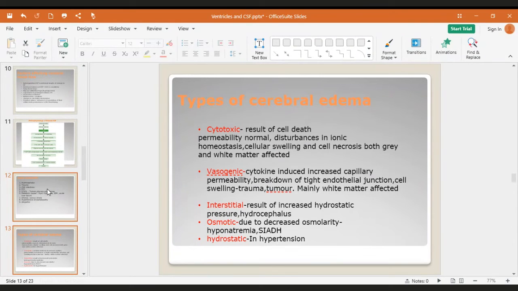When there is an osmolality change, there is osmotic cerebral edema due to decreased osmolality, hyponatremia, and syndrome of inappropriate antidiuretic hormone. The water content increases, and that leads to swelling of the cells. When there is hypertension, there is an increase in hydrostatic pressure, and that leads to hydrostatic cerebral edema.